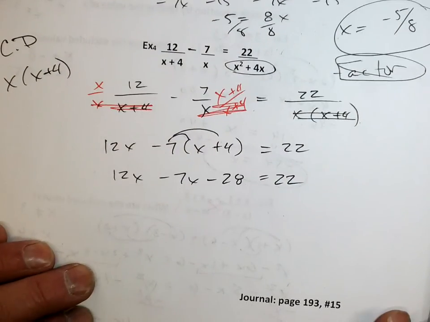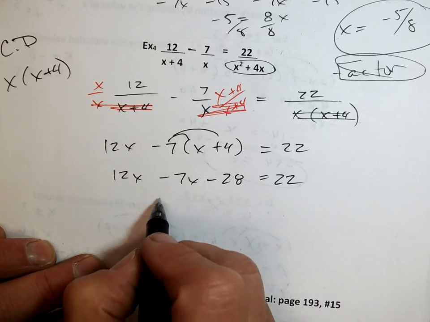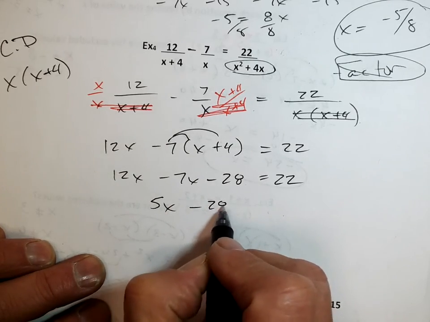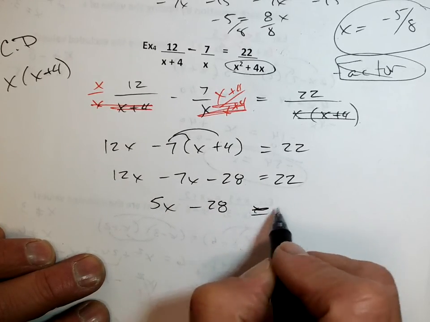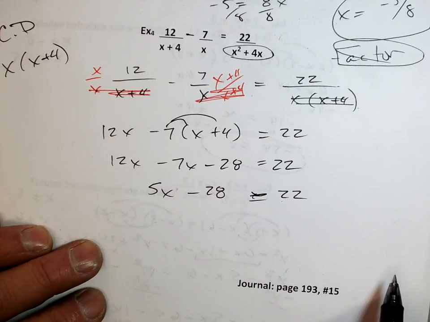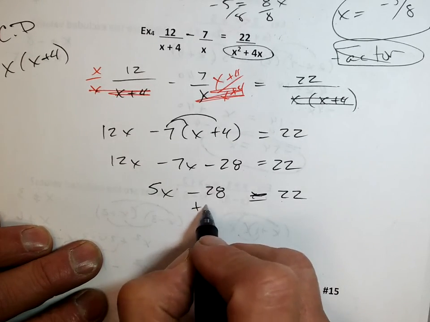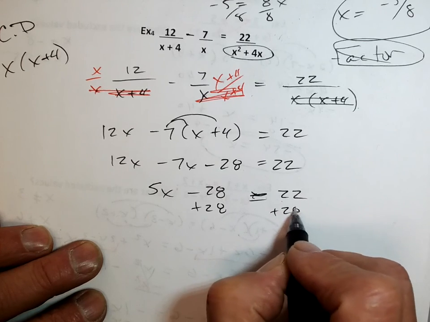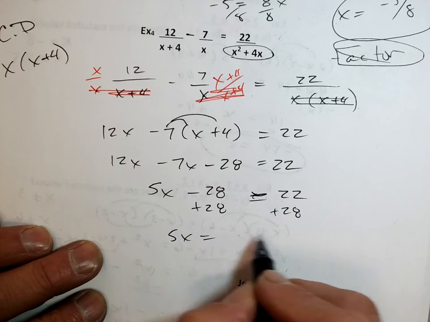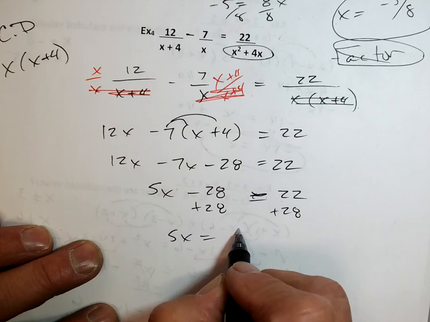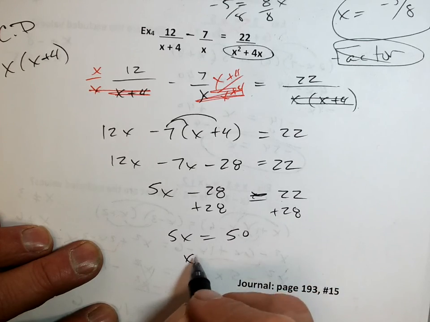And then, let's see. That's got to be 5x minus 28 equals 22, right? Plus 28, plus 28. 5x equals 50, right? It's usually really easy right after you get done with all that.